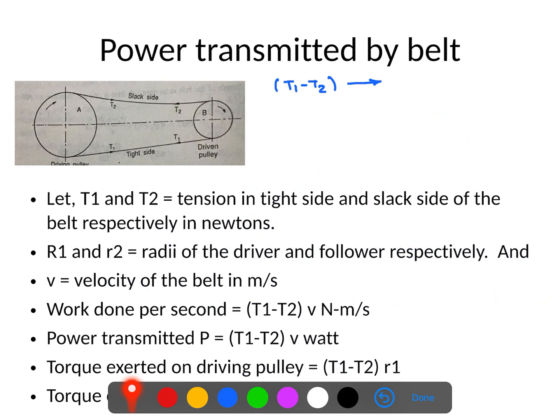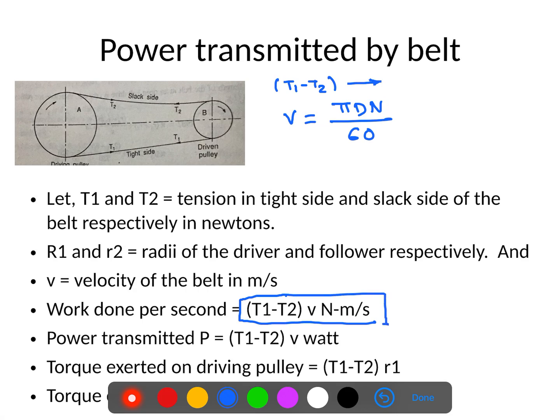Now V is the velocity of the belt in meter per second. This velocity V of the belt, we know, is given as pi dn by 60, where d is the diameter of the pulley and n is the rpm of the pulley by which it is rotating. Thus work done per second is given as T1 minus T2 into V, Newton meter per second.